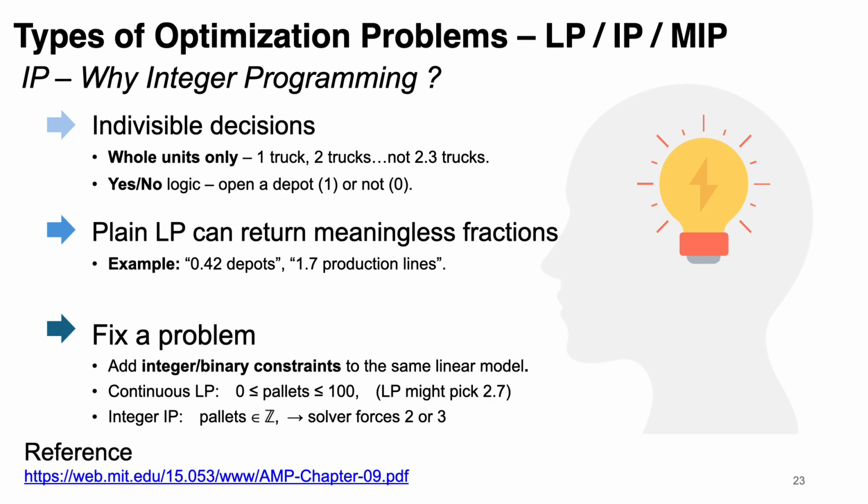If we use a standard linear program for these problems, the math might give us a result that is technically optimal but practically meaningless. This is why we need integer programming, or IP. We take our same linear model but add a special rule: certain variables must belong to the set of integers. If the LP wants to pick 2.7 pallets, the IP solver will force it to choose either exactly 2 or exactly 3. This small change makes the problem much harder for the computer to solve, but it makes the solution actually useful for your business.